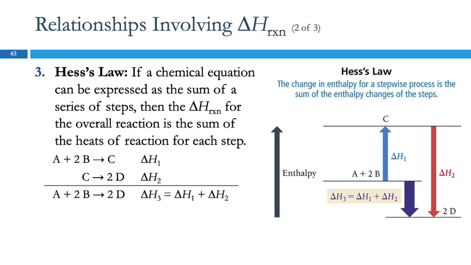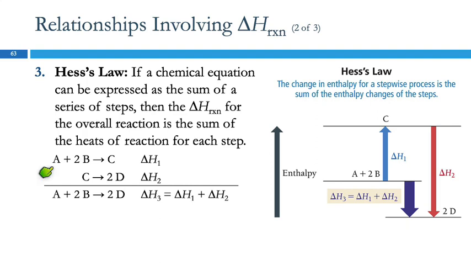And then Hess's law tells us that if we can express a chemical equation as the sum of a bunch of different chemical equations, then we can find delta H for that final equation by adding up the delta H's for each of the steps.